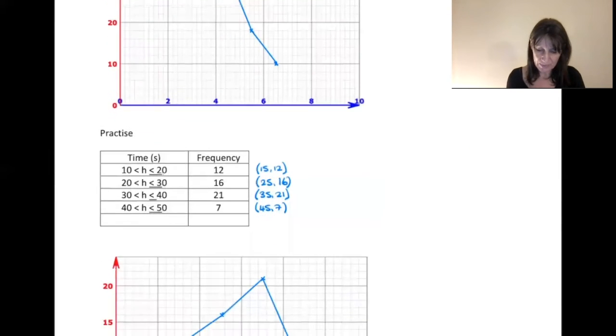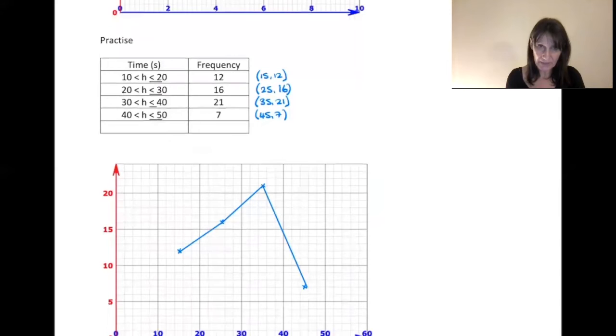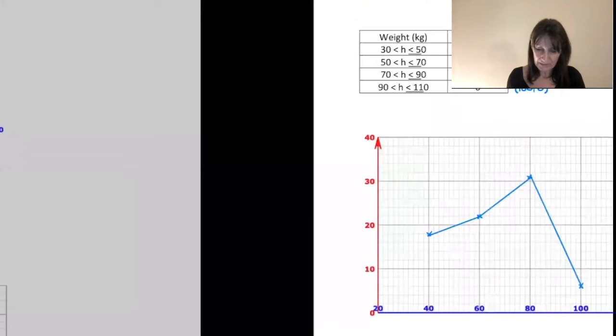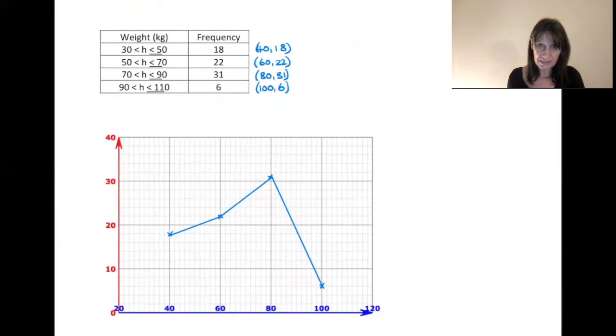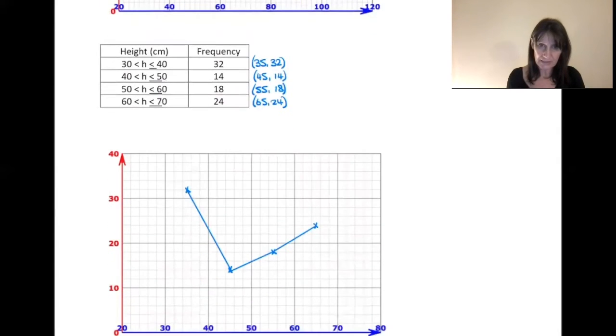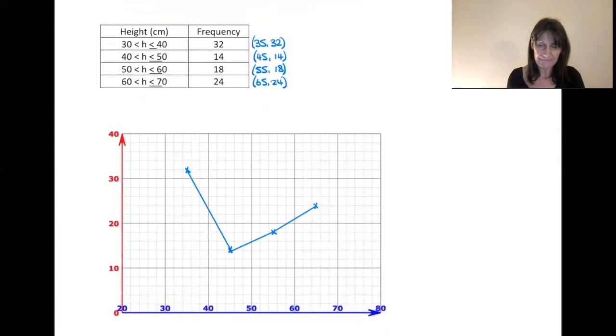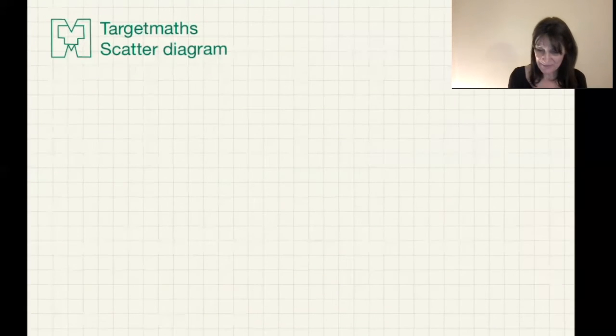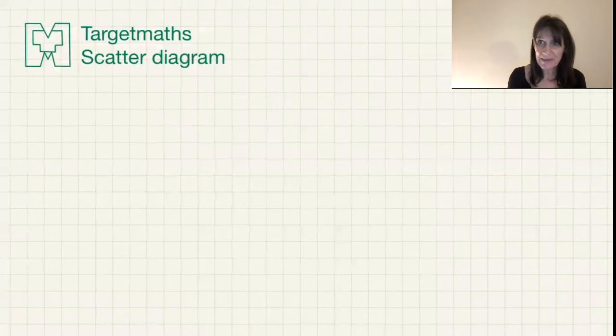Now that was the example we did. Whoops, there we go. That was your first practice question. That was your second. And your third one is there. Okay. Well, hopefully that went really well. So let's resize the paper.